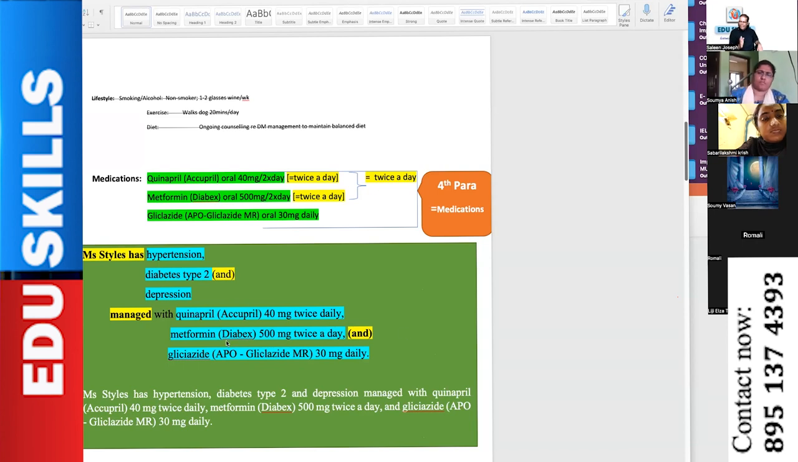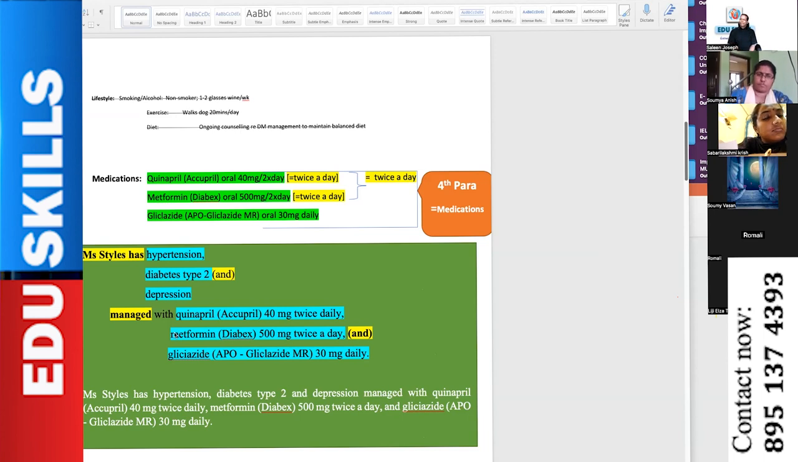Canapril, all those details. Since you again have three items, after the second item you have to put and mention the third item. So, Mr. Stiles has hypertension, diabetes type 2, or normally, I don't know, type 2 diabetes is the way we need to write, I believe. But in the medical profession, they do mention diabetes type 2. You can take any choice, but I stand for type 2 diabetes. And depression managed with canapril, metformin, and glycoside, 30 mg daily. See, same thing, just adding the name and the word has, then conjunctions, managed with, whatever the case note. When you have a medical condition and the medications mentioned, you can adopt this way.